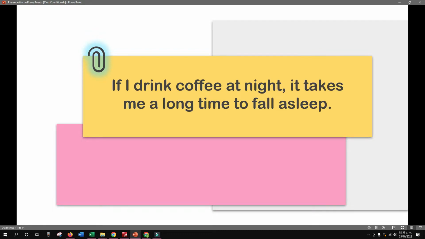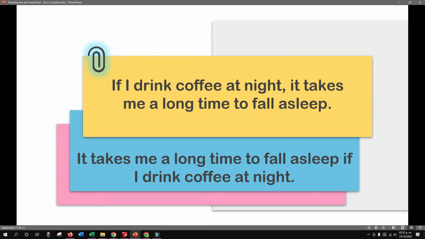Another example, if I drink coffee at night, comma, it takes me a long time to fall asleep, right? If we want to change the structure, we can say, it takes me a long time to fall asleep. That is the result. Then you're going to write down, if I drink coffee at night. In that case, you don't need the comma. So pay special attention to the structure, right? This is very important, guys. So you must pay attention to this.